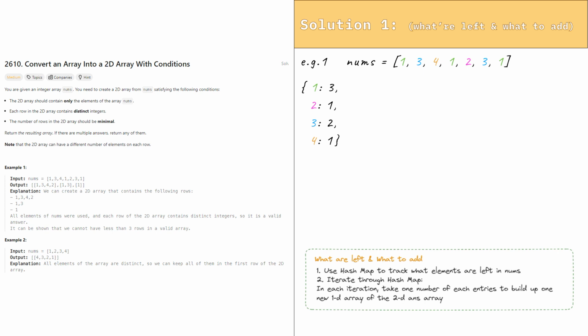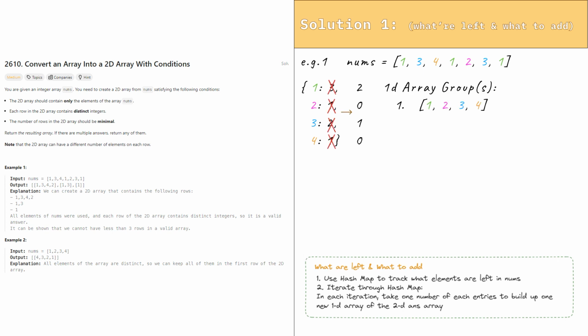We are going to apply solution 1 to solve this test case. Again, the logic of each solution is attached to the right bottom of the screen, so you can look it up and check it out anytime you feel confused or you feel like you need to go through the logic again. In solution 1, we use hash map to track what are left in the input array. We first turn the input array into a hash map counting frequency of each number, and this gives us a nice starting point to construct our 2D answer array.